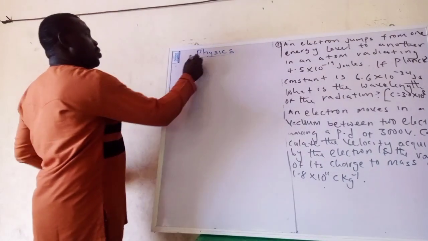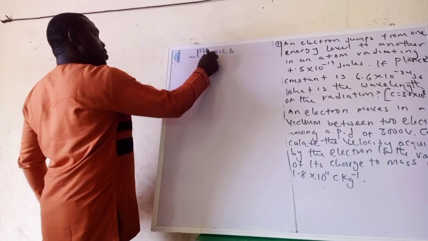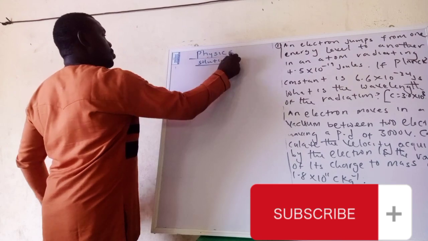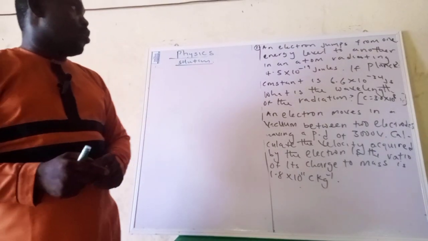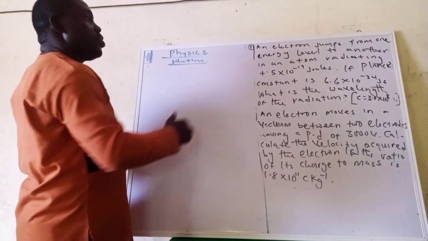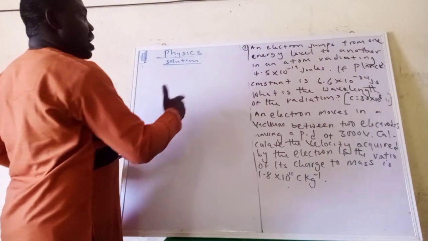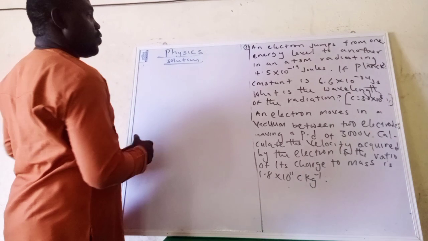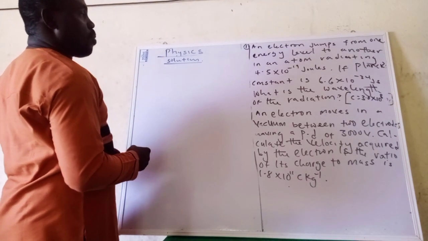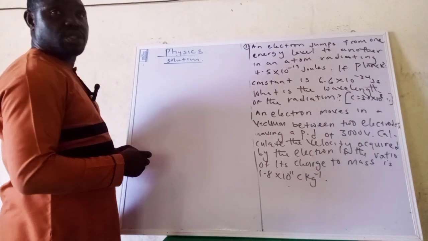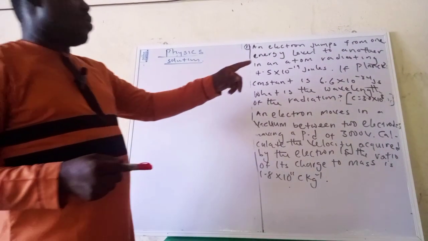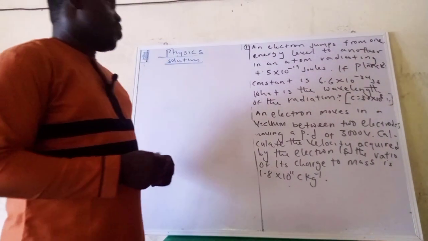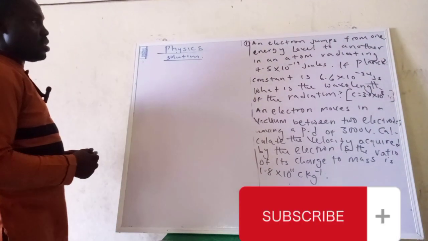So, solving the question we have on the board. An electron jumps from one energy level to another in an atom, radiating 4.5 times 10 raised to the power minus 19 joules. Planck's constant is 6.6 times 10 raised to the power minus 34 joule seconds. What is the wavelength of the radiation?